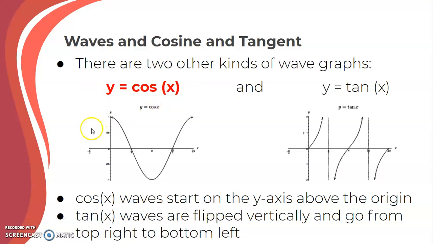Cosine, however, you are going to have to know. And really the only difference between a cosine and a sine wave is that the cosine wave starts on the y-axis above the origin. It starts at the amplitude, which we're going to talk about next week. But basically know that it starts on the y-axis above the origin. It's not at 0, 0, it's somewhere else. Anywhere else, but just not at 0, 0. And that's where a cosine equation starts from.